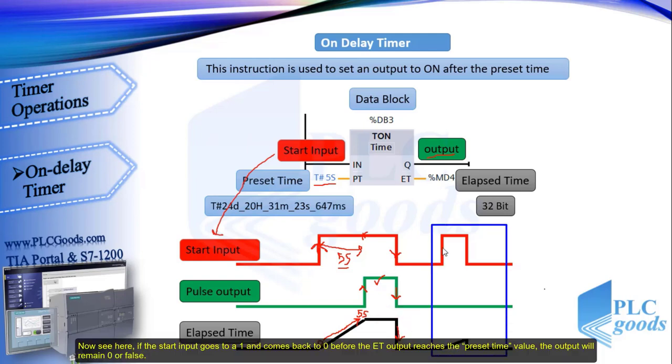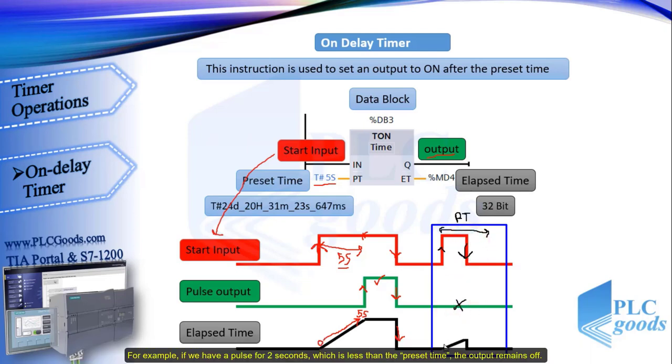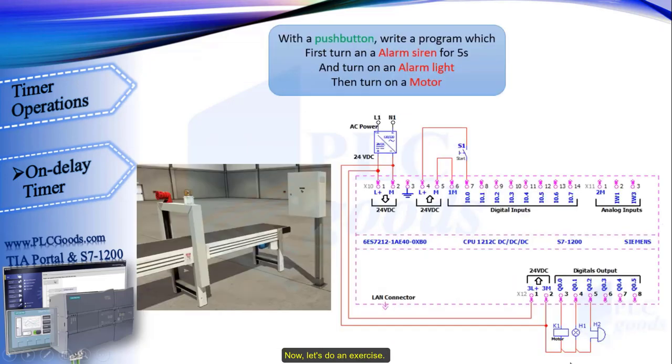Now see here, if the start input goes to a 1 and comes back to 0 before the ET output reaches the preset time value, the output will remain 0 or false. For example, if we have a pulse for 2 seconds, which is less than the preset time, the output remains off. Now let's do an exercise.